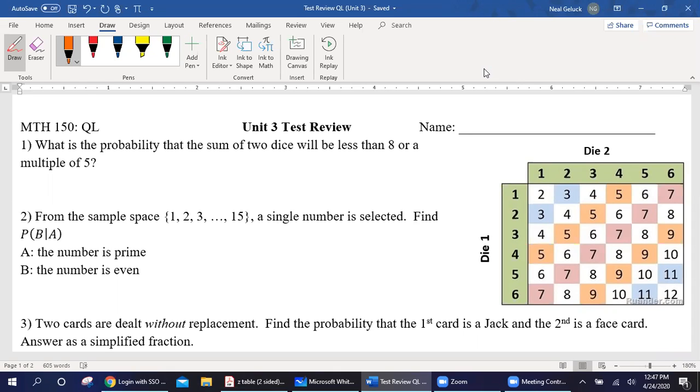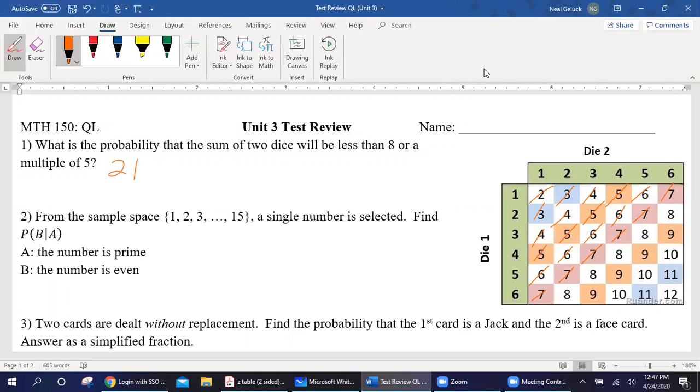So let's count how many ways it's less than 8. There's 1, 2, 3, 4, 5, 6, 7, 8, 9, 10, 11, 12, 13, 14, 15, 16, 17, 18, 19, 20. 21 ways. So that's less than 8, 21 of them.